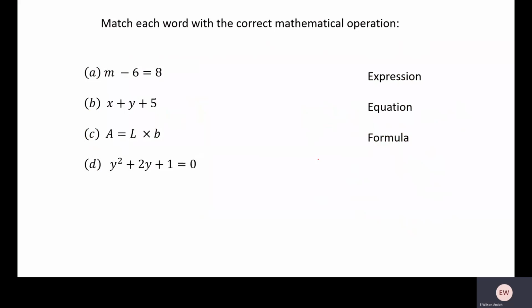Now on the screen, I have these questions. Pause the video and have a go. So for the first one, this is an equation because it has an equal sign, and also we can solve for the value of m without substituting anything into the mathematical operation. The second one is an expression because it doesn't have an equal sign.